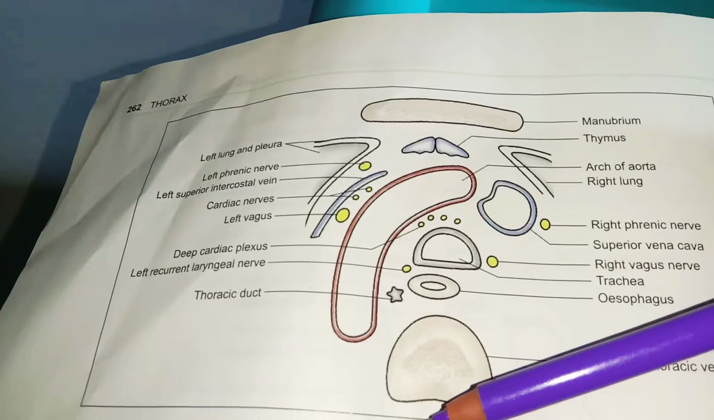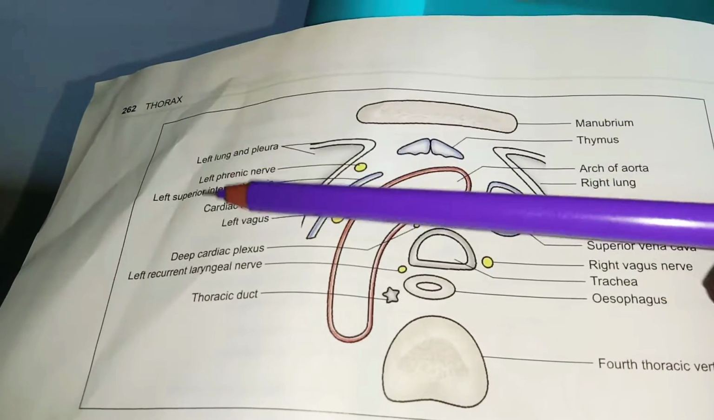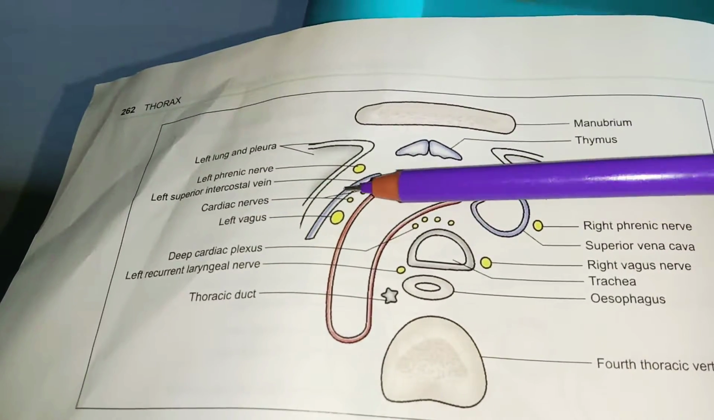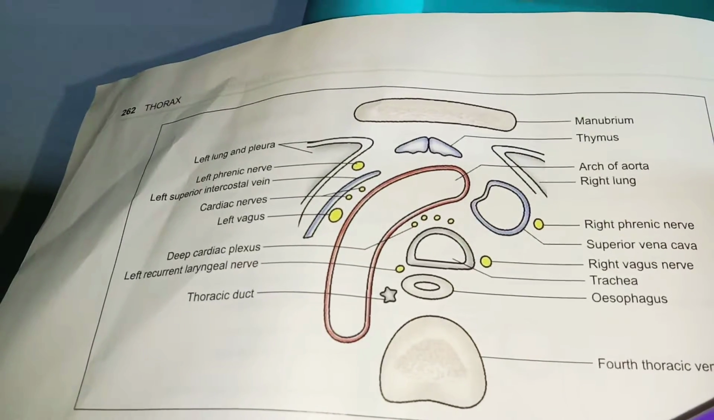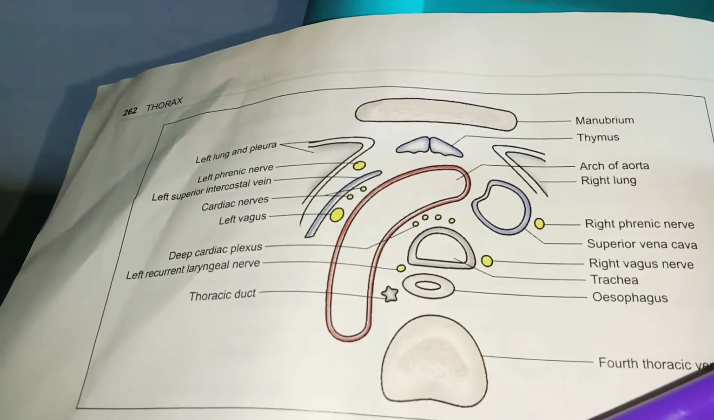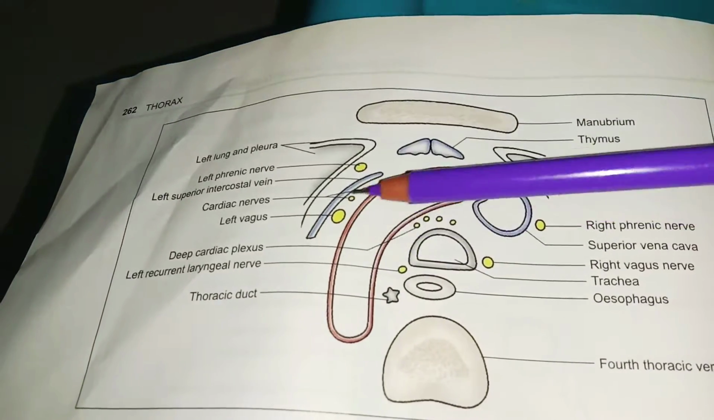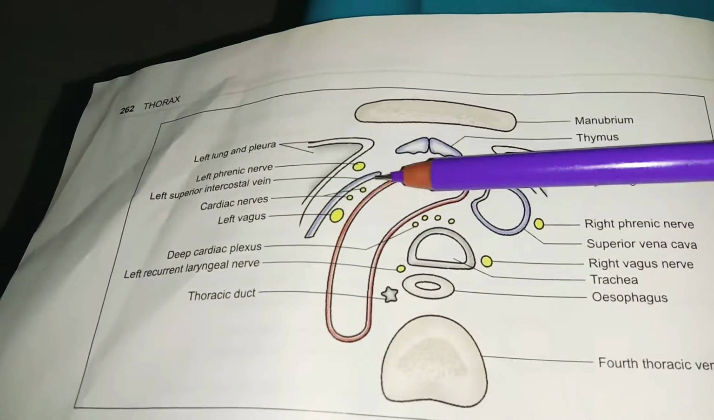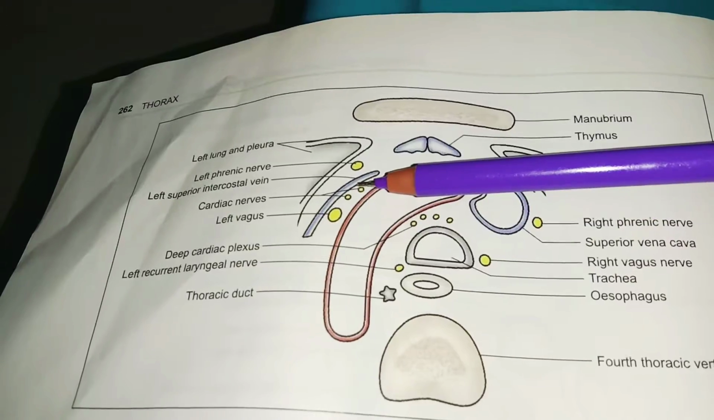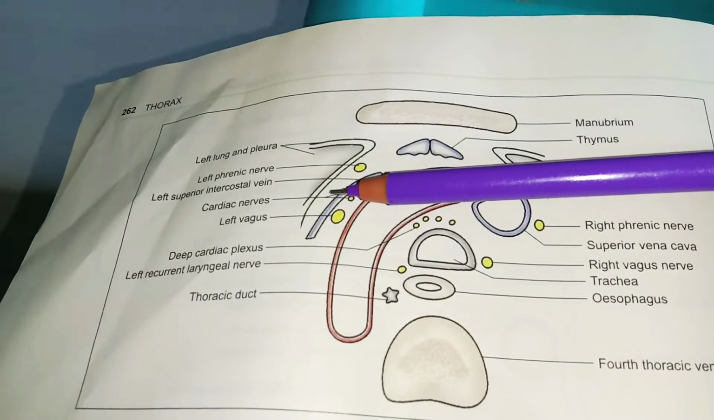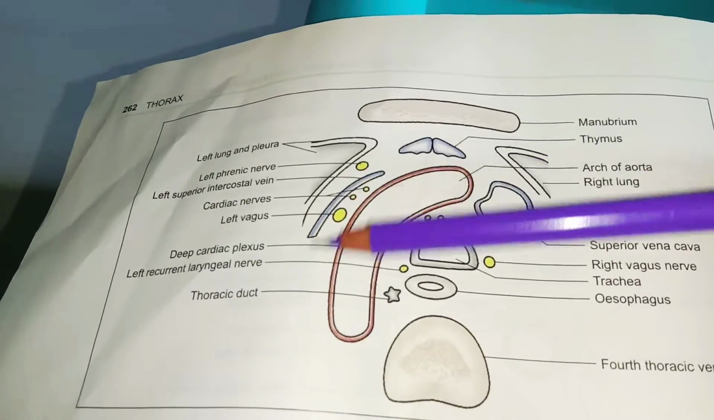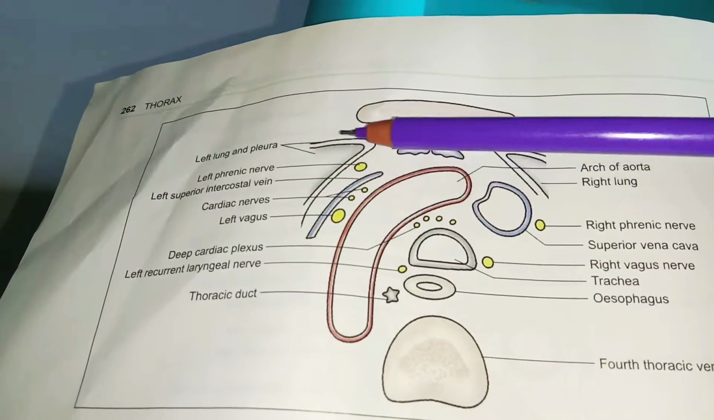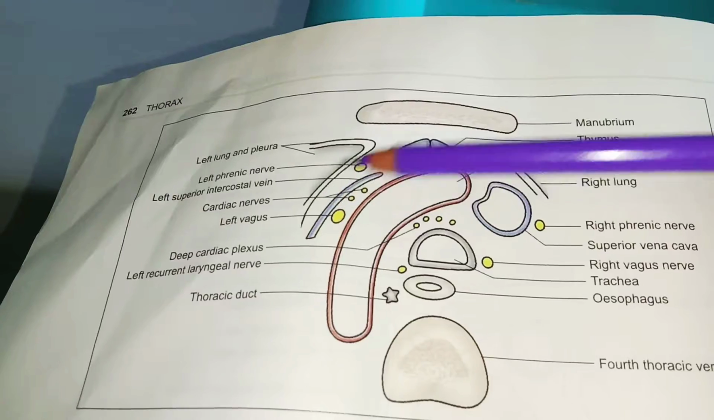Next we have the left superior intercostal vein. In this diagram, this blue structure is the left superior intercostal vein. If you check its position, it is mainly deep to the phrenic nerve and superficial to the left vagus nerve. And also anteriorly you will have some left pleura, left lung, and the remains of the thymus.